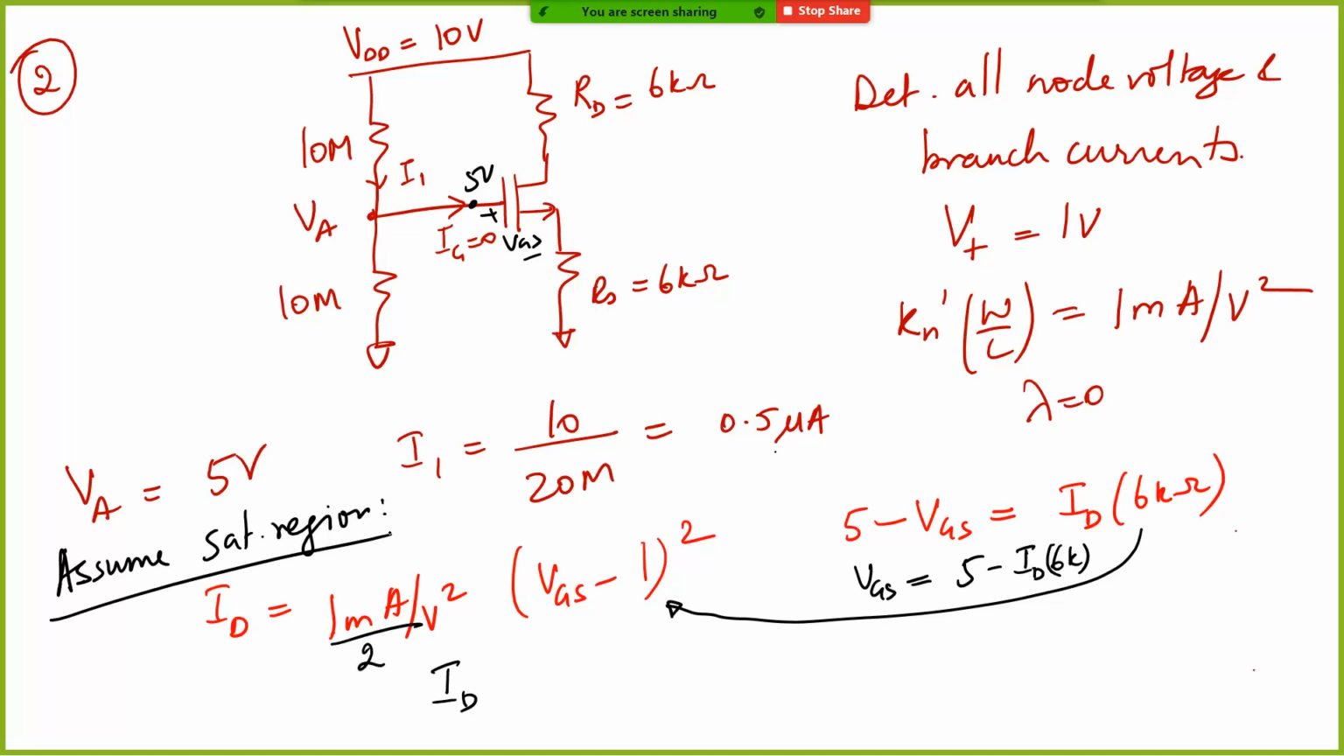For example, if you end up with a value of ID which is complex, then you know that your answer is wrong, right? Because we are talking about DC circuits, and if you have a complex number as your current, then it means that you have either made a mistake somewhere or your assumption that it is in the saturation region is wrong. Then you'll have to go and assume that it is in the triode region and use that equation, and that time it will be correct.